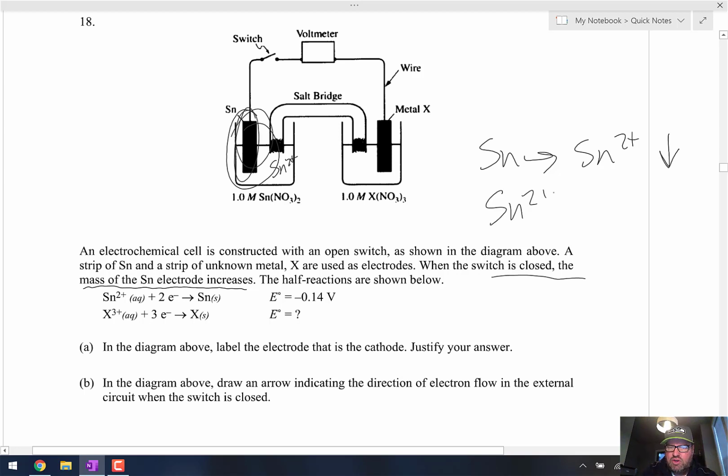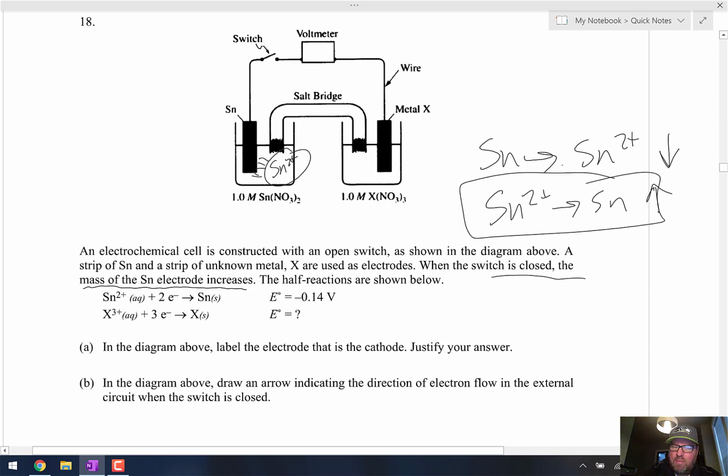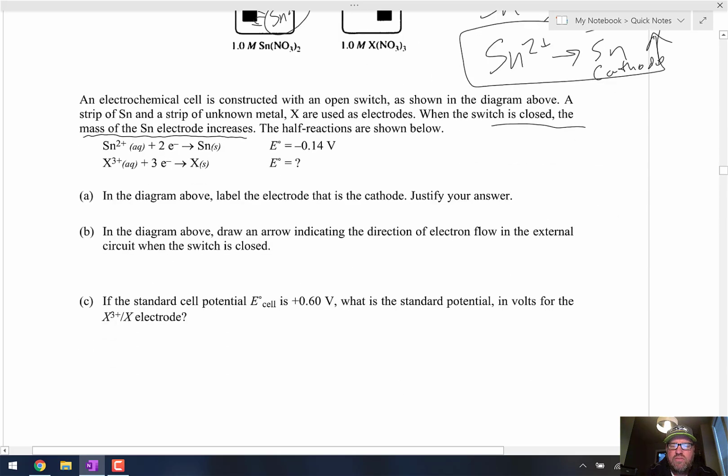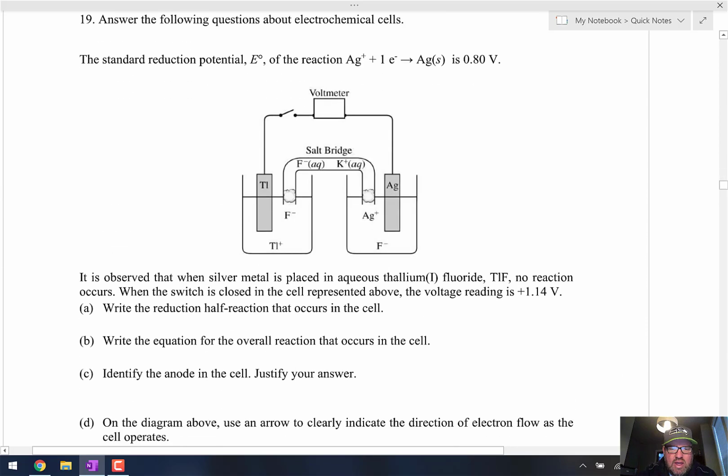But an Sn2 plus becoming Sn, in that case, you're taking some of the tin ions from the solution and you are plating it onto the metal. That is the reduction process. That's when the mass of the electrode goes up. So if the mass of the tin electrode increases, that must be the reduction process, and that's the one that occurs at the cathode. Okay, let's look at another one here.